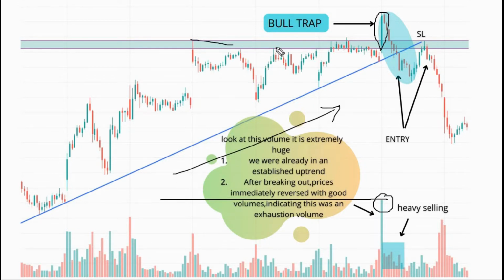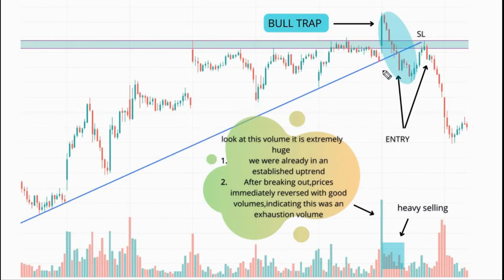Okay, and then a consolidation phase. If buyers are very strong, then with this kind of volume, there should have been a follow through in the market towards the upside. But what happened? Immediately prices reversed and broke this trend line for the first time in this uptrend. So this is a sign of weakness in the markets. So we could enter here, stop loss here. Again it took a pullback to the trend line and also to the resistance zone. We could also enter here, stop loss here, and see the huge downside momentum after that.